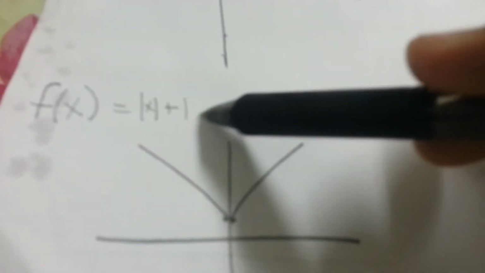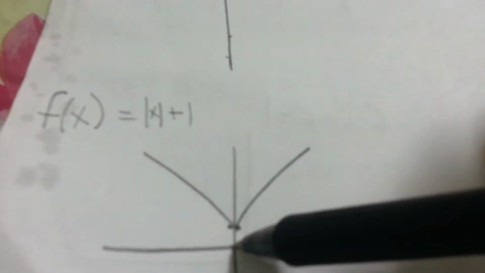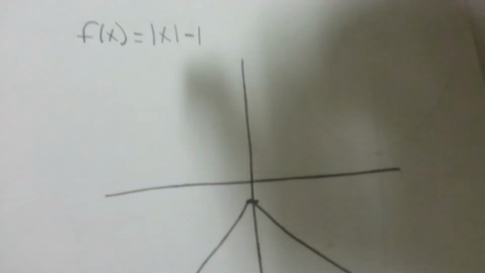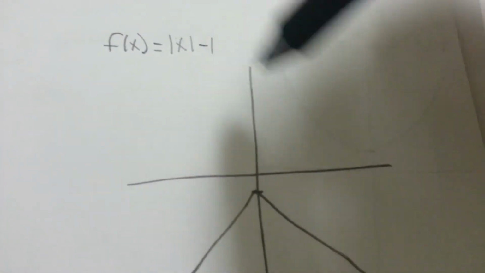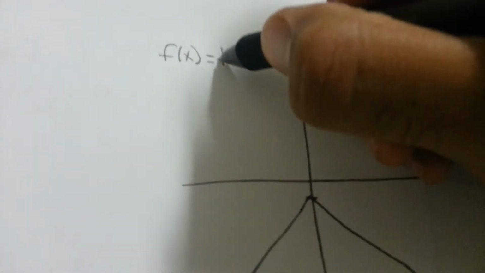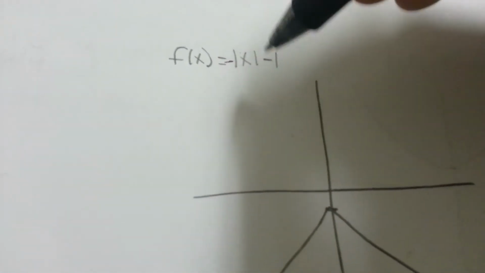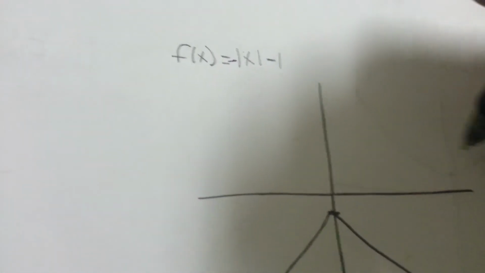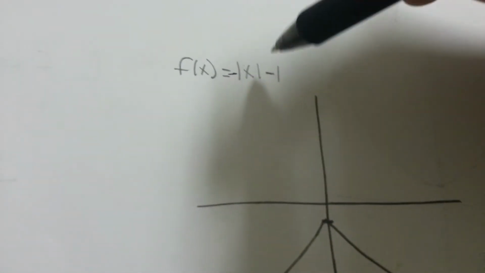It's basically the same concept when it's a vertical shift. F of x equals the absolute value of x plus 1, and basically I'm just moving it up 1 and I get my graph. Then here comes f of x equals the absolute value of x minus 1, and I'm going down. Then negative absolute value of x minus 1, because it's reflecting over the x-axis, and since it's negative, we're going to be going 1 down.